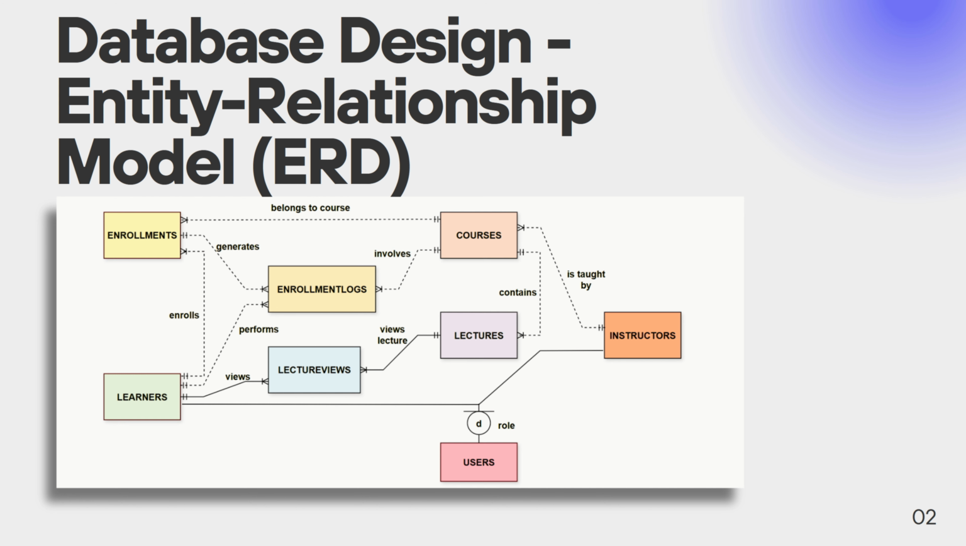Okay, let's dive into our database structure, visualized here by our entity relationship diagram. In this diagram, a key design decision was the introduction of a central users table. This table handles all user authentication, like email, password, and role assignment, whether a user is an admin, instructor, or learner. This centralized approach enhances security and simplifies user management.